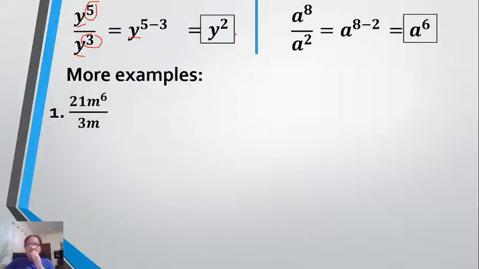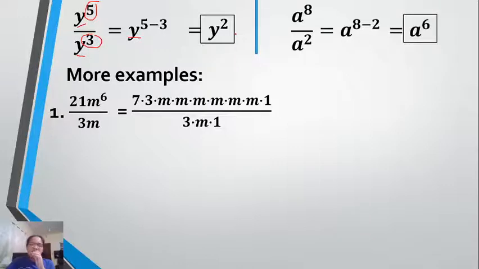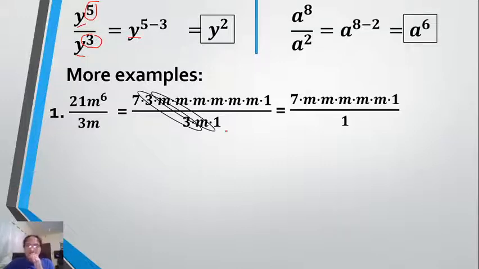So let's have some more examples. How do we divide 21m to the 6th and 3m? So if we will try to expand the numerator, that's equal to 7 times 3 times how many m's? There are 6 m's times 1 as a common factor to any expression over 3 times m times 1. And what factors are similar both to the numerator and the denominator? 3 and m, so that's equal to 1. So what remains are 7 and how many m's in the numerator? 5 m's times 1 over 1. If we simplify that, that is 7m raised to 5.